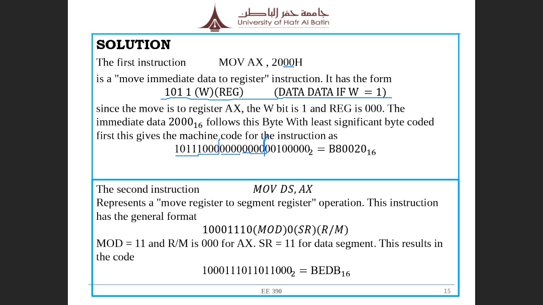So 2 is 0010, and then 0000. All right, or we can write it in hexadecimal: B80020. So this is our machine code.